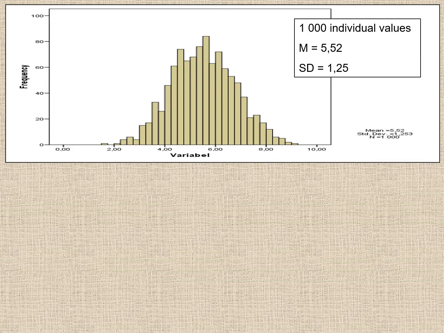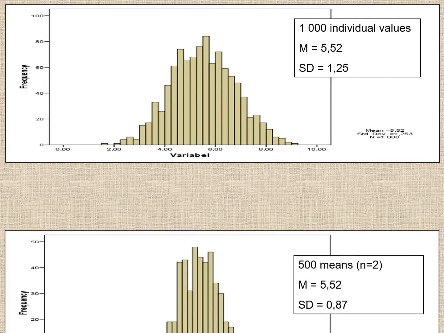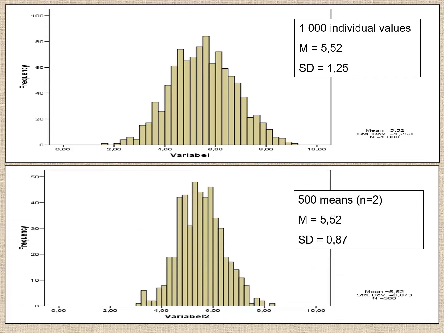And what will we see then? Well, we see the following. The mean of these 500 pair means is the same as the mean of the 1,000 individual values. It doesn't change because it's exactly the same observed values in the bottom here. So the mean of these 500 pair means is still 5.52, the same as the mean of the 1,000 individual values.